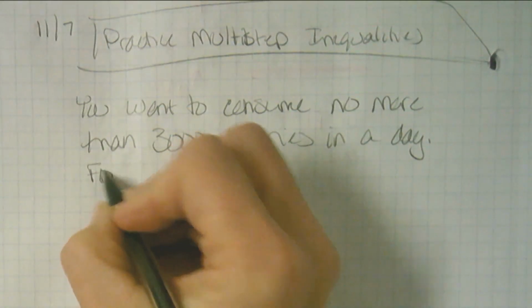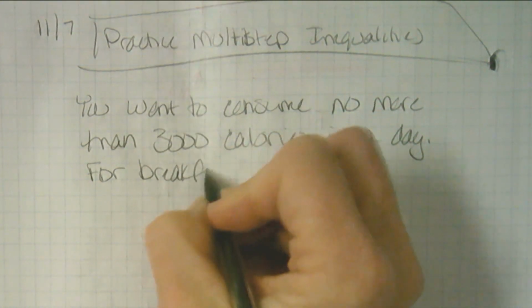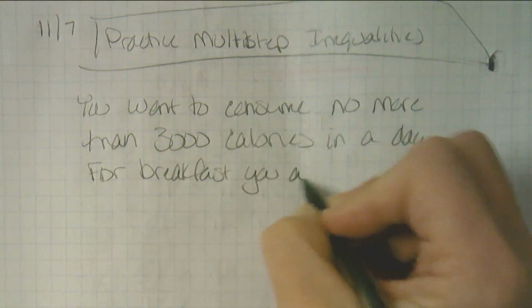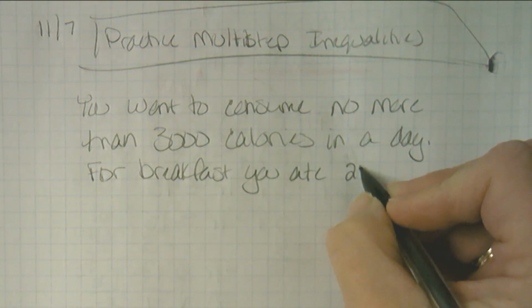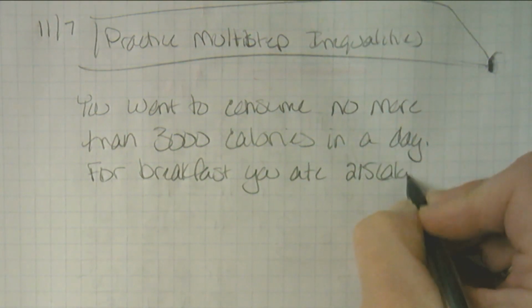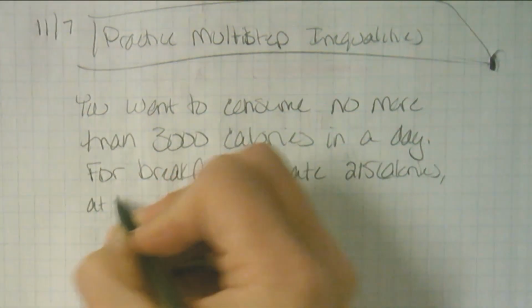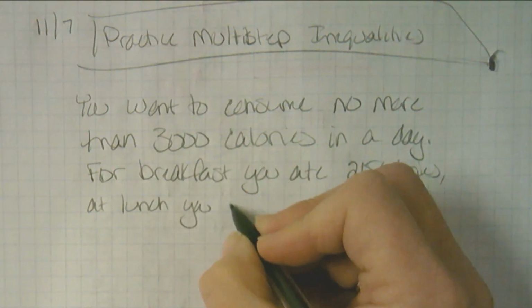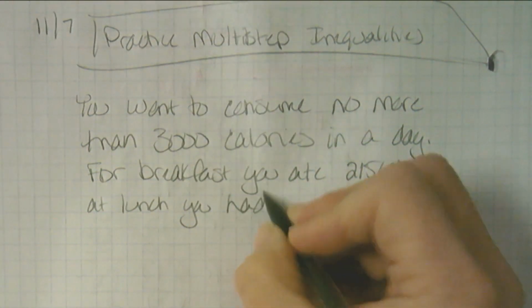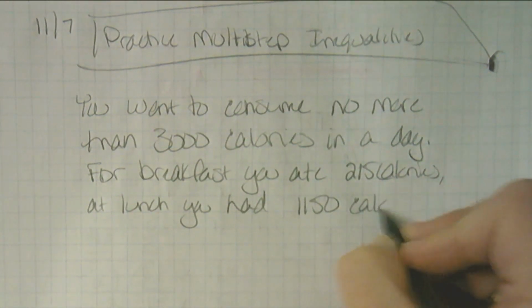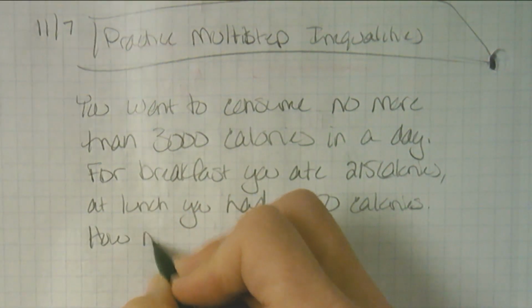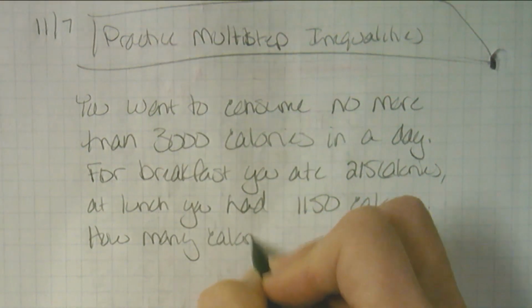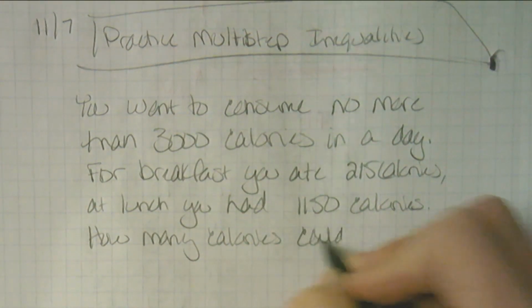All right. For breakfast, you ate 215 calories. At lunch, you had 1,150 calories. How many calories could you eat for dinner?